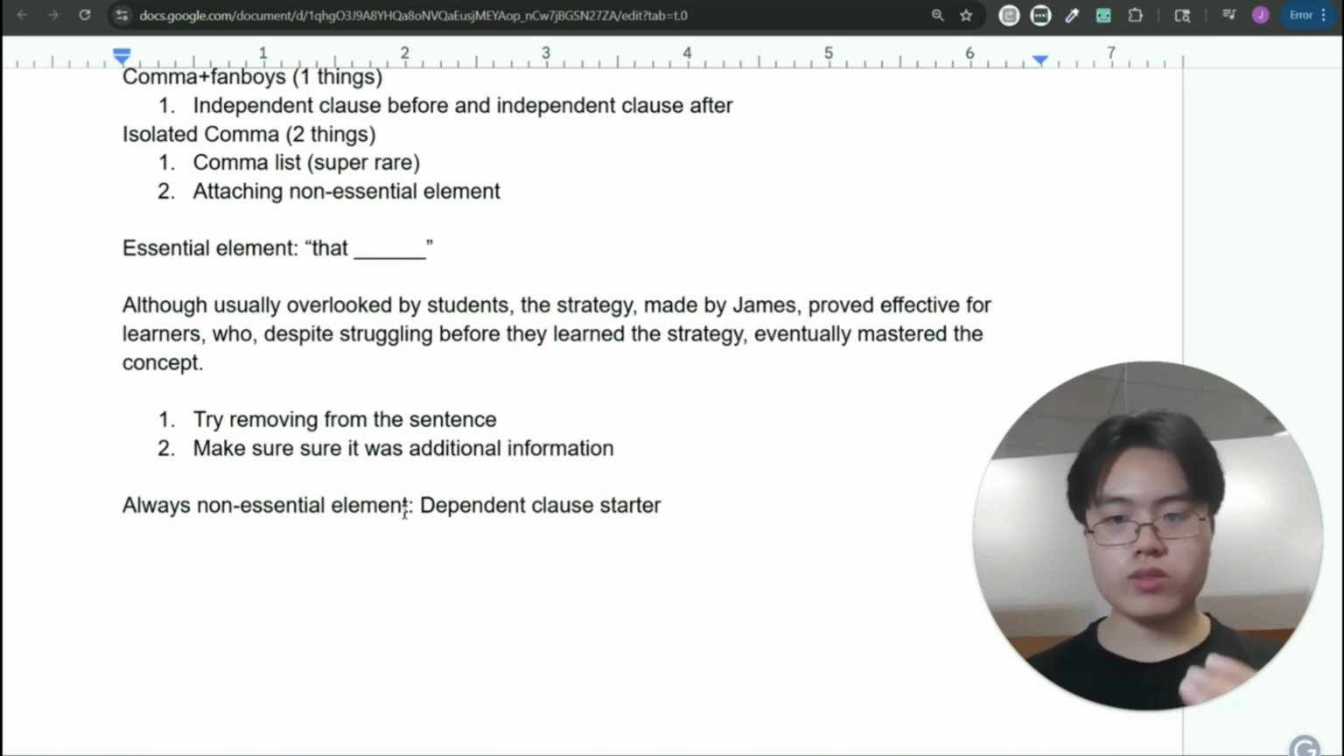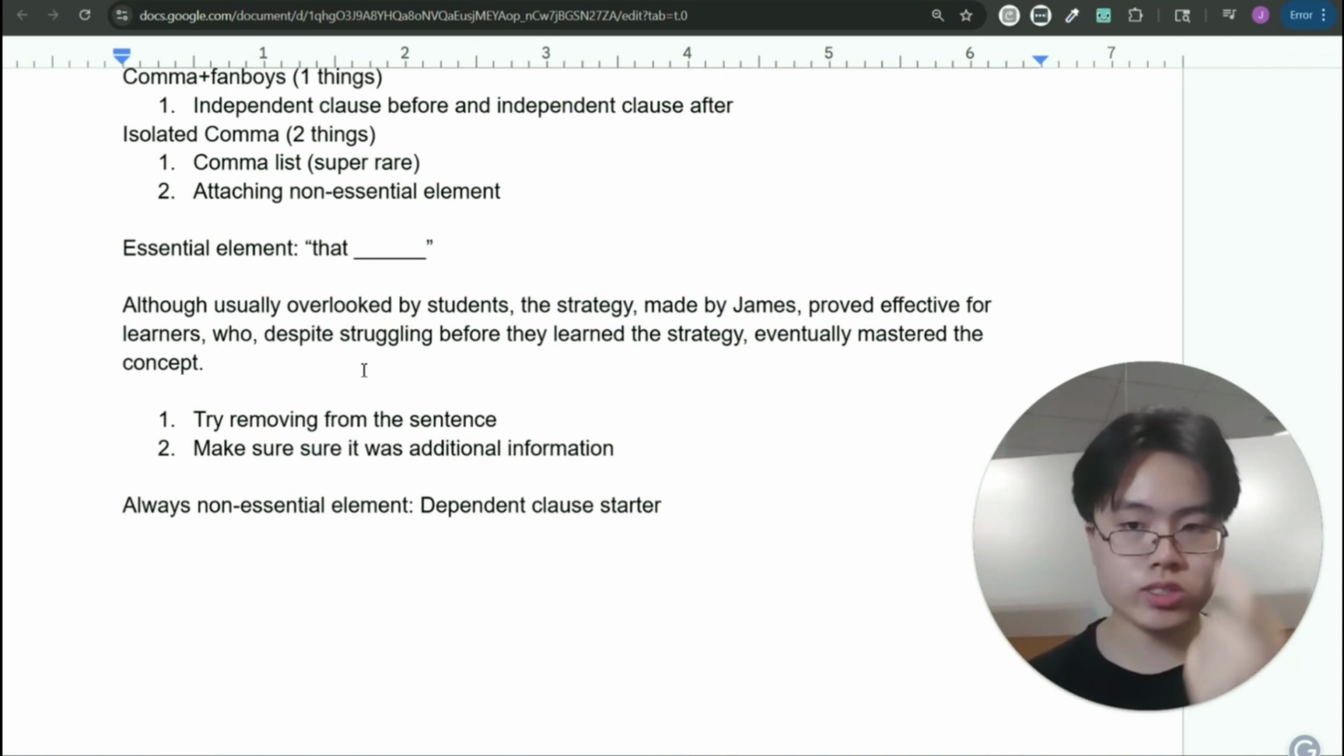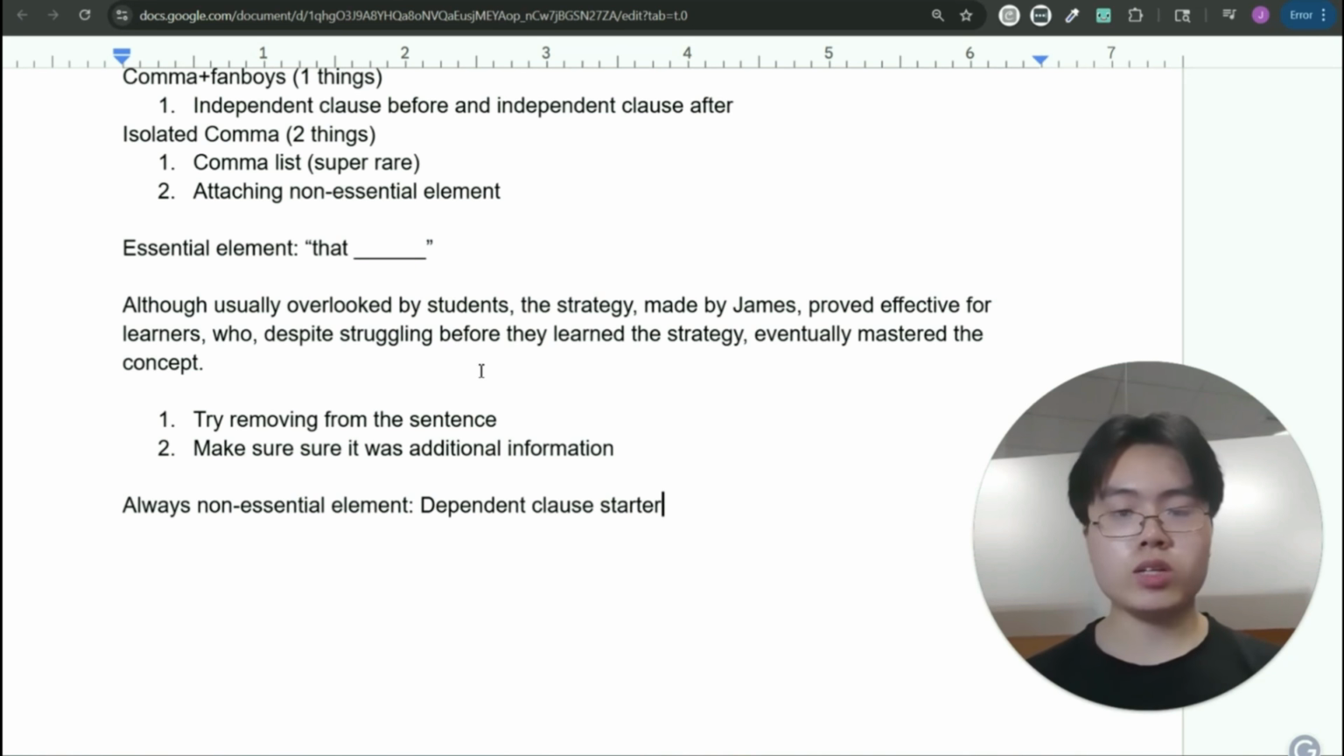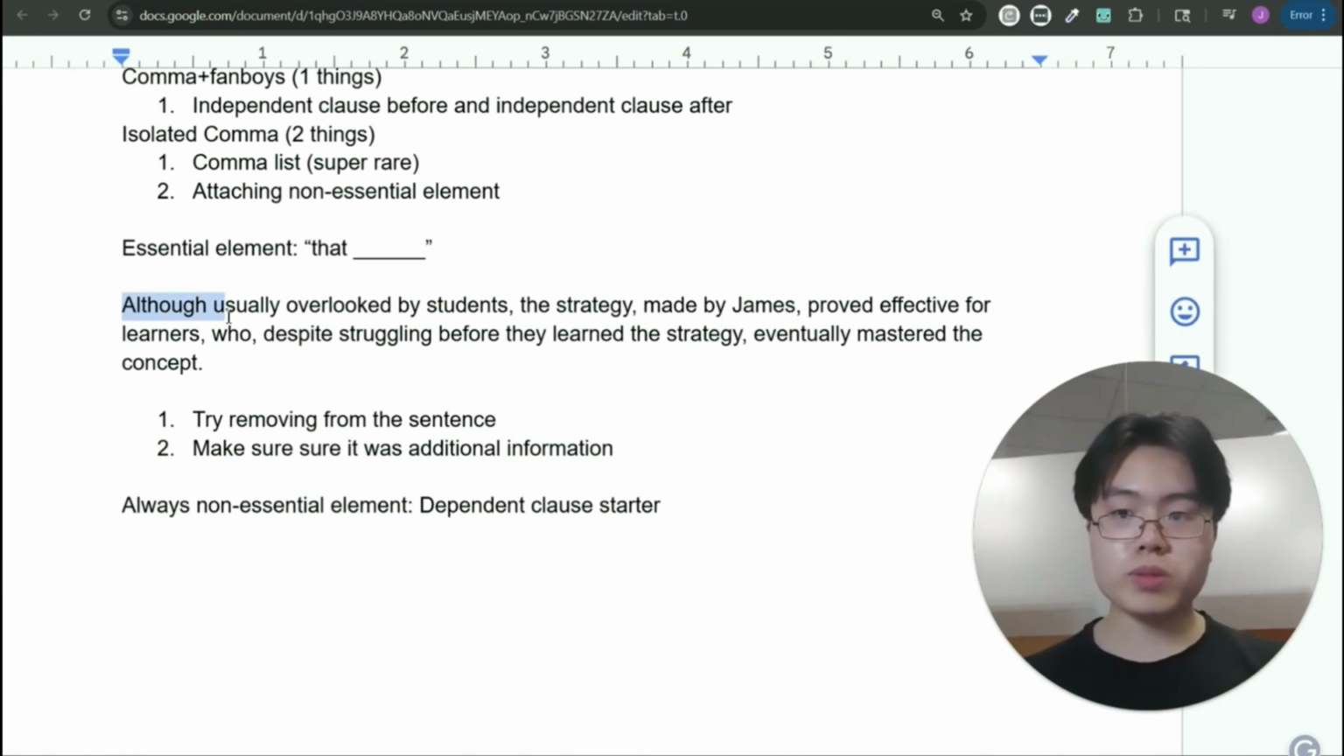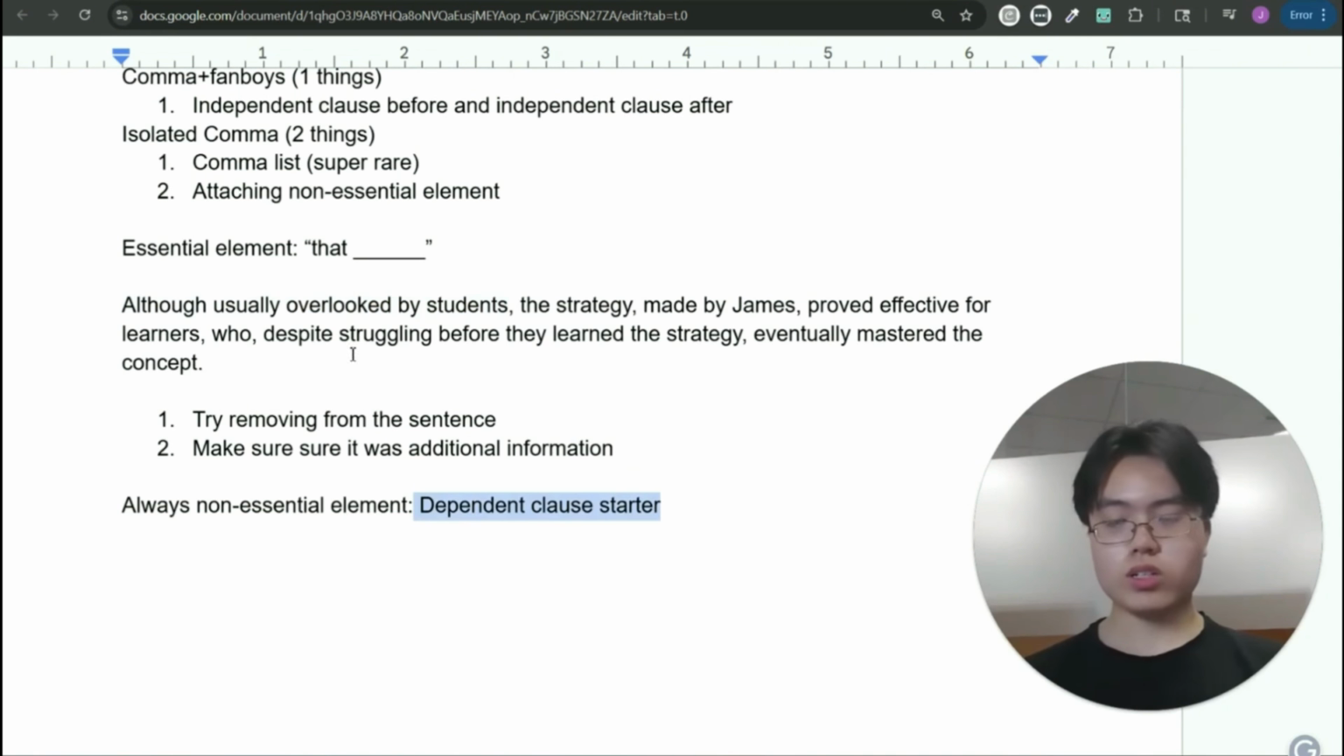And if it starts with a dependent clause starter, then by default, there was no way for it to be an independent clause, so it just has to be a non-essential element. And by the way, the SAT won't ever test you on dependent clauses being anywhere other than the beginning of the sentence. So it makes it even easier. You just look at the beginning of the sentence. If it's a dependent clause starter and I'm trying to look for an independent clause, I just skip that right away and go straight here. Because I know this has to be a non-essential element since it starts with a dependent clause starter, like although, when, while, words like those.